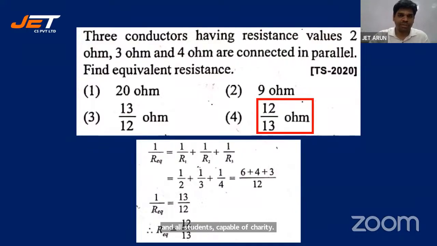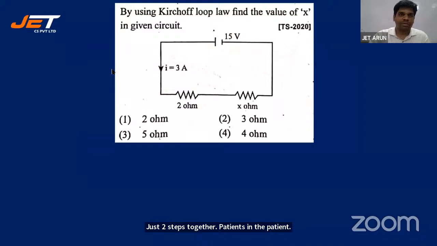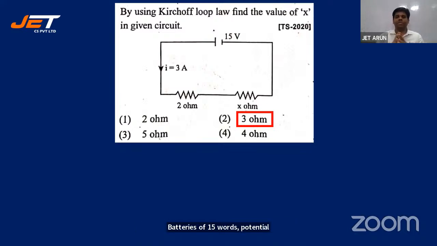All right. Let's look at the next one. Here is the circuit. You have to find out X, the unknown resistance X. The current is given as 3 amperes. The battery is of 15 volts, creating a potential difference of 15 volts. One known resistor is 2 ohms. The other, unknown resistance is X. You have to find out X.